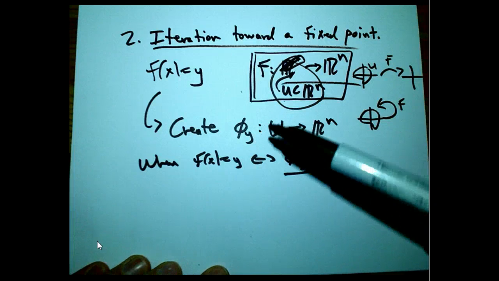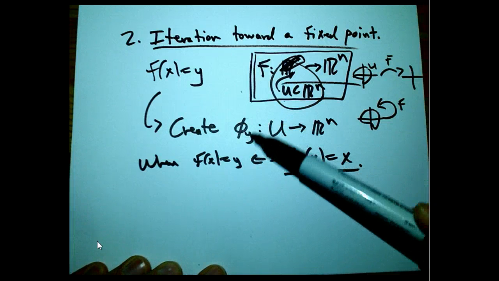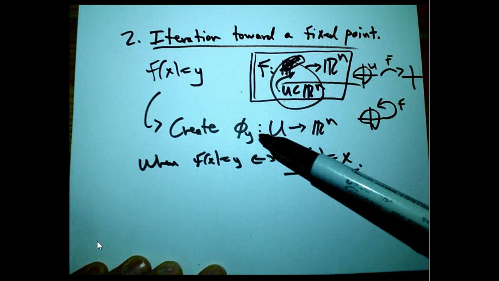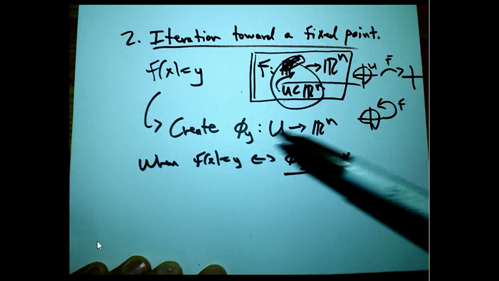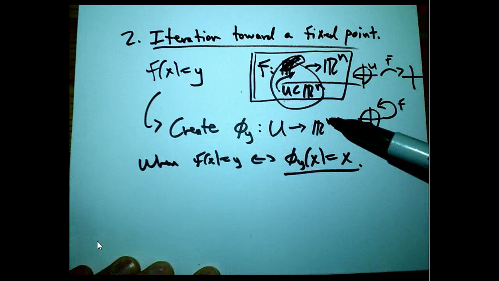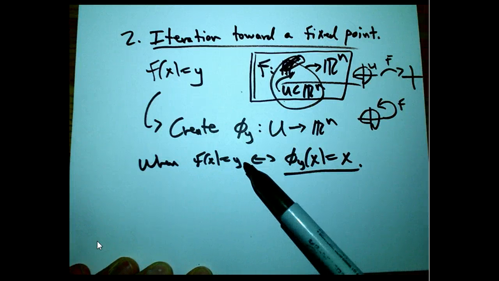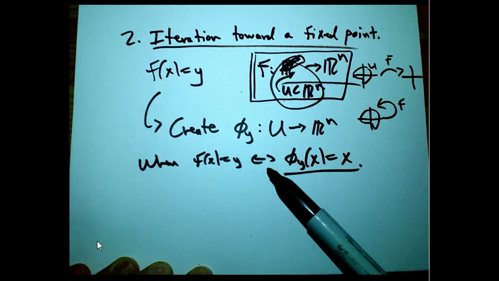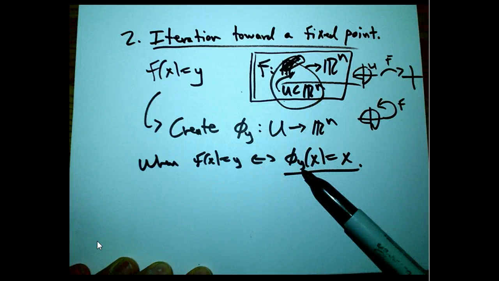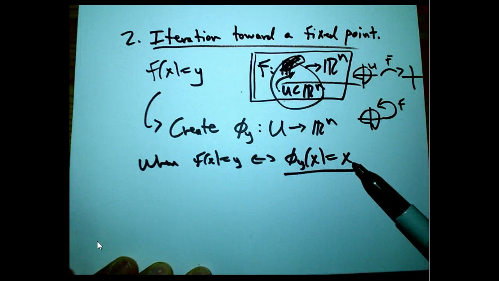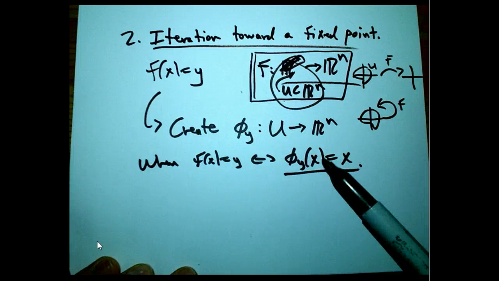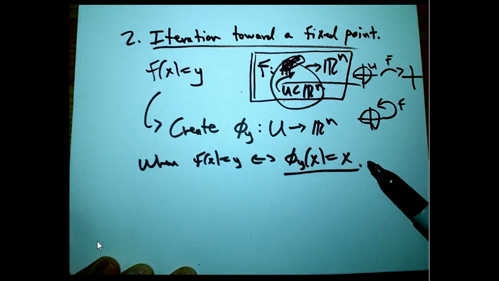So here's the trick. We would like to create some new function, phi sub y. We fix a y as usual. And we would like to create a new function, phi sub y, from U to Rn as well, so that when f of x equals y, which is what we want to show happens, we want to find the x, that's going to happen exactly when phi y has x as a fixed point. And it turns out that fixed points have some very powerful methods and theorems associated to them.